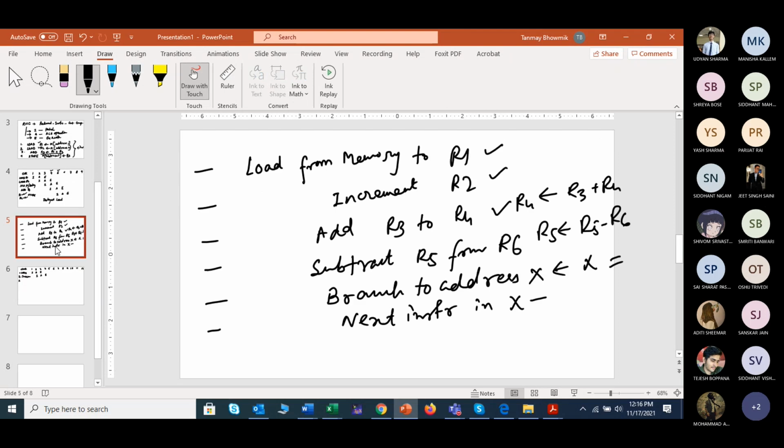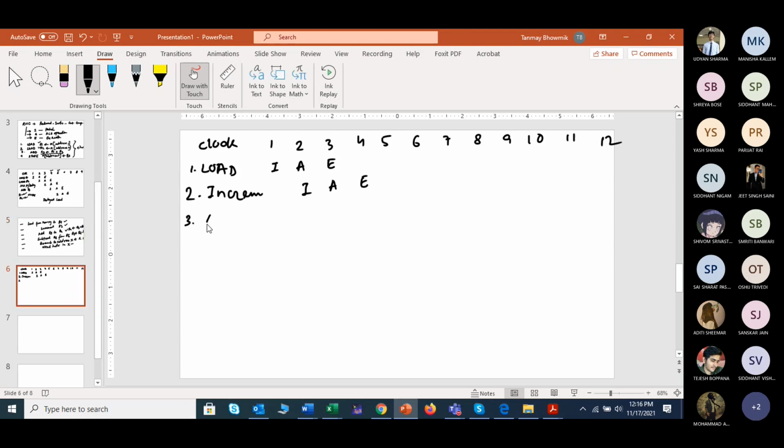Then the third one is add R3, R4. That means again separate registers. So you can write here add, and you can write I, A, E. No problem. Then the next one is subtract, and it was R5, R6. That means no problem again, I, A, E. Next one is branch to X, right? Yes, branch to X. So you can write branch X. No problem, I, A, E.